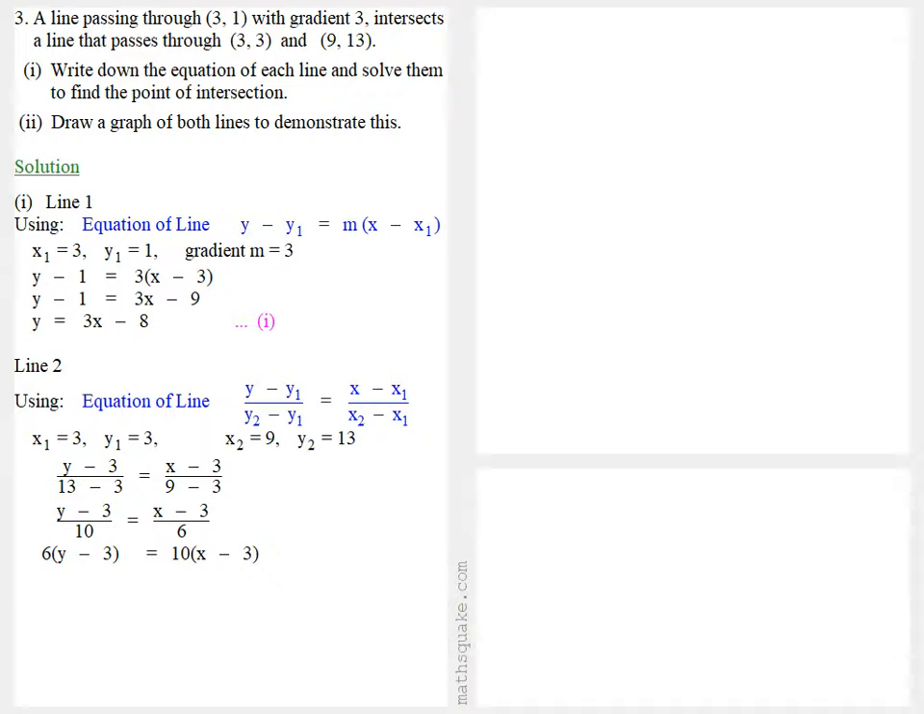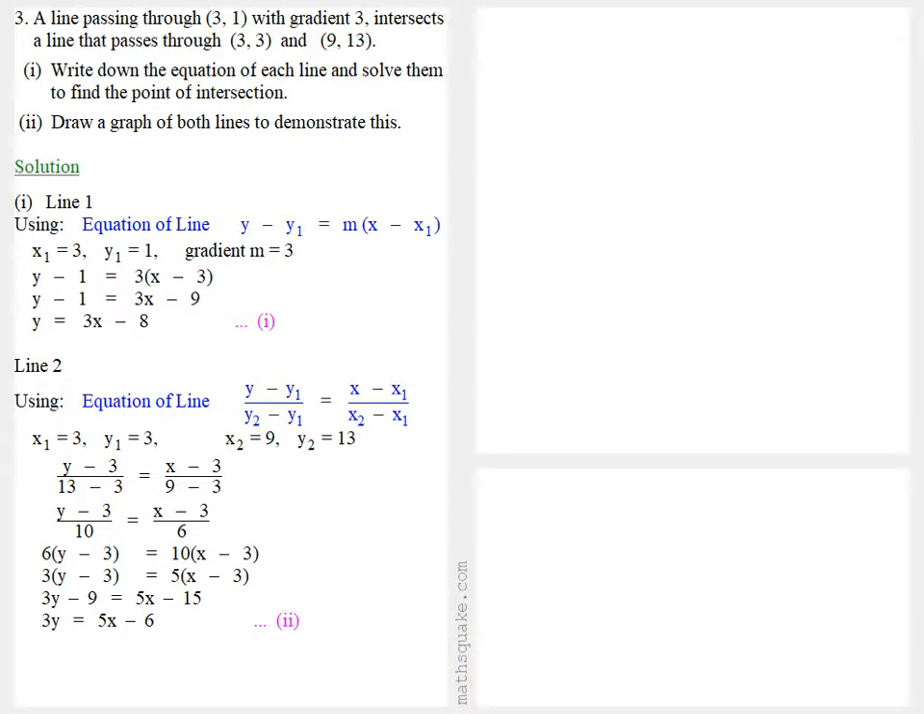We can halve both sides. 3 into y minus 3 equals 5 into x minus 3. Expanding the brackets, 3y minus 9 equals 5x minus 15. If we add 9 to both sides, we get 3y equals 5x minus 6. And that's our second equation.